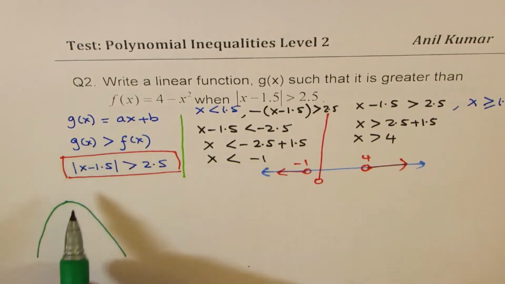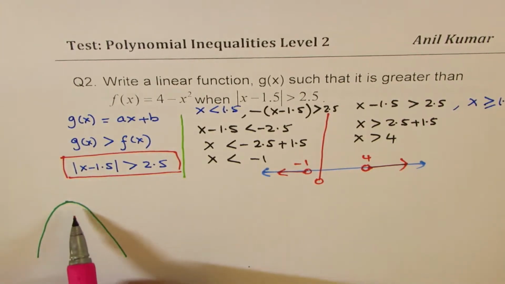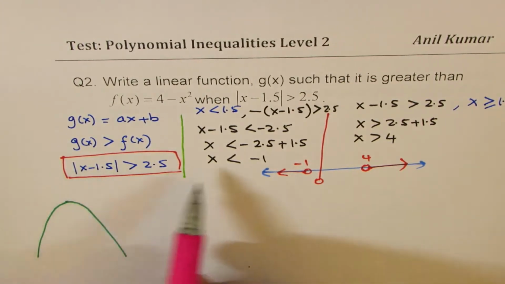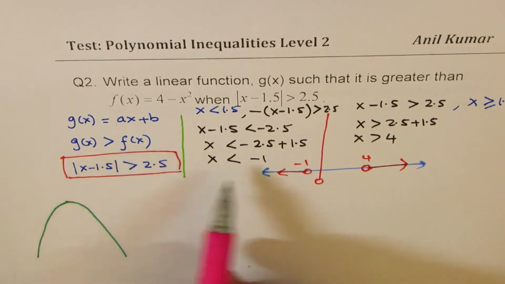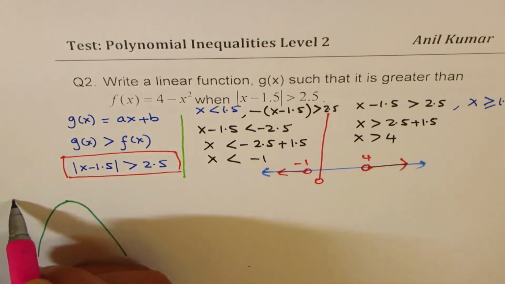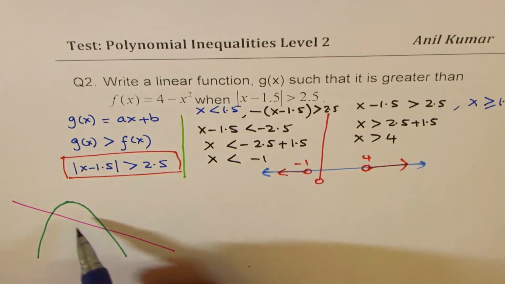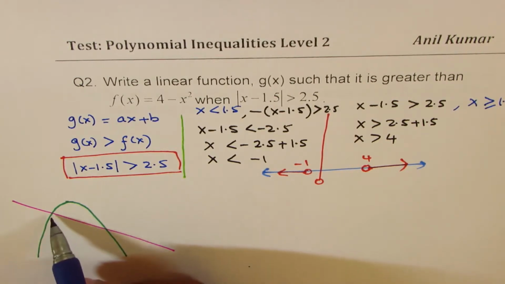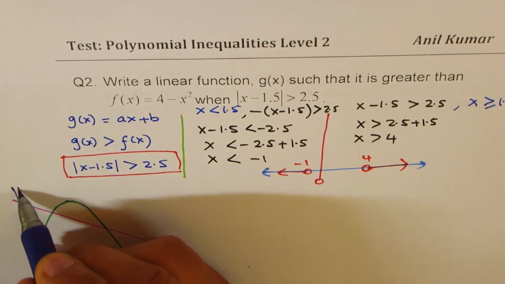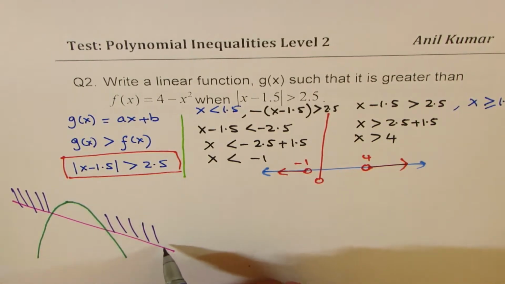g of x is greater than f of x, that means if I draw a line, the line is above the parabola when the values of x are on the left side of minus 1 and the right side of 4. That means if I draw a line like this, for example, then we are saying that the solution is not this. Here the line is under, right? Here the line is above. Do you see that? This is the solution.